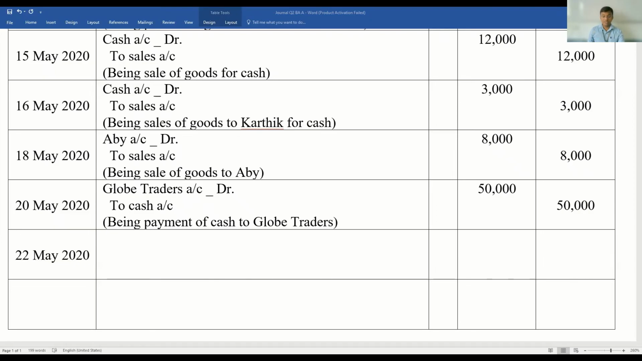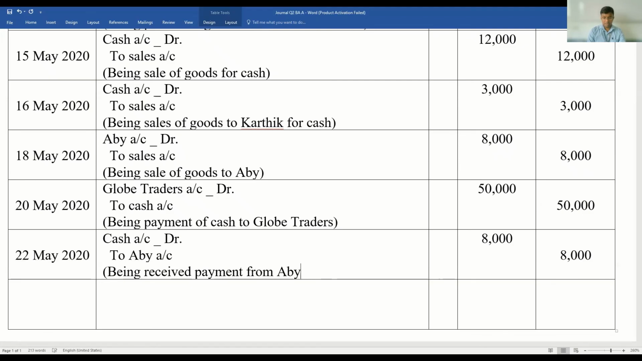Now when AB makes a payment, what is happening to cash? Cash is coming in. So cash account debited 8,000 to AB account 8,000 being received payment from AB. That is complete.